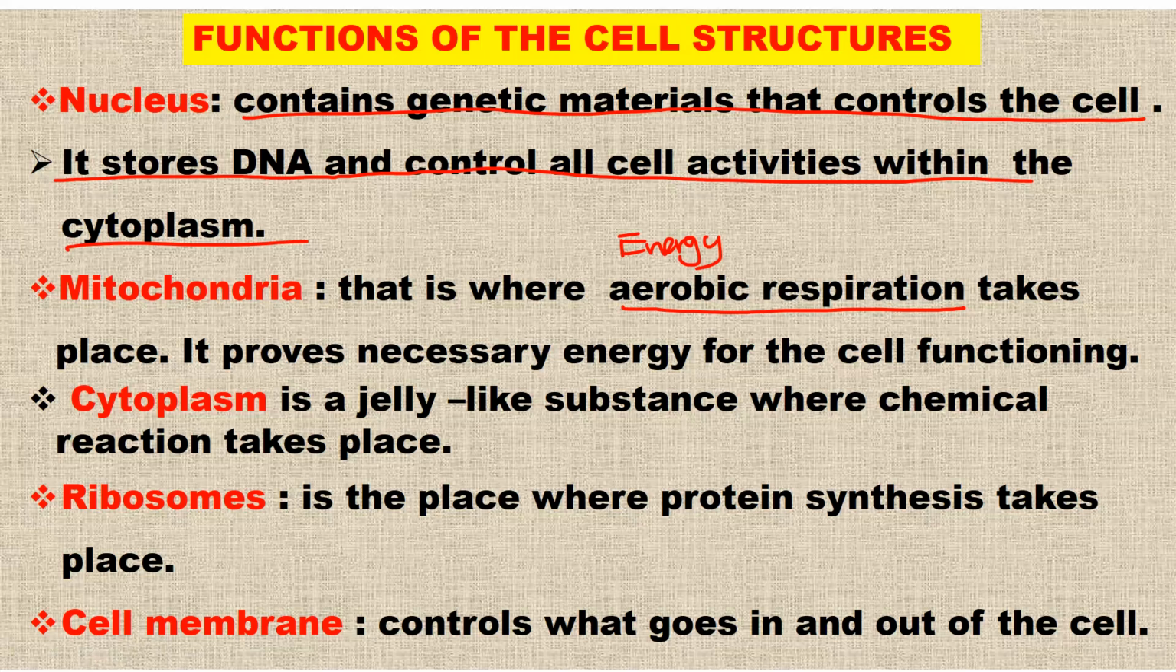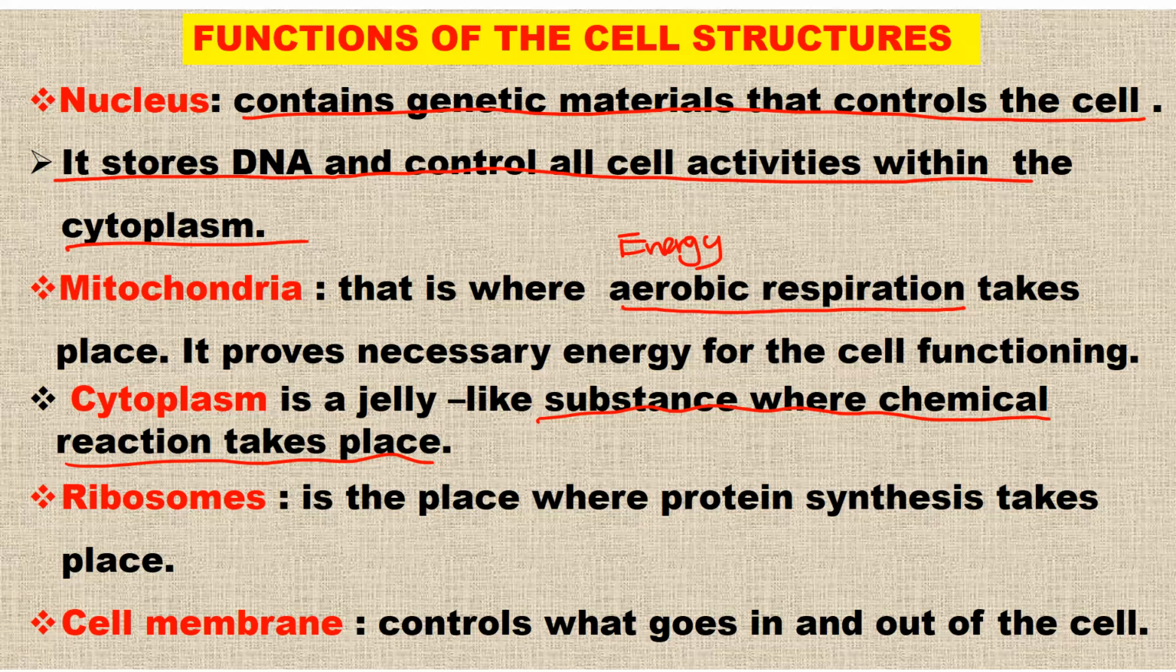What about the cytoplasm? It is a jelly-like substance where chemical reactions take place. And this is where all other cell organelles are found. Parts of the cell such as the nucleus, the chloroplast, the mitochondrion, all of them are found in the cytoplasm. So sometimes you find a question such as, where is the chloroplast found in the cell? It is found in the cytoplasm.